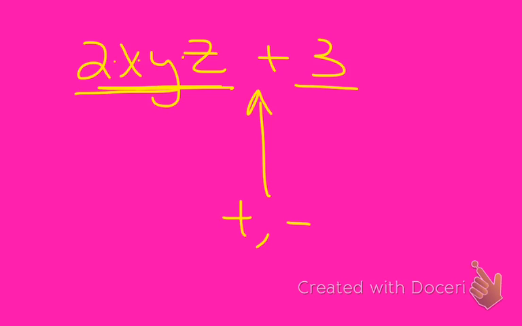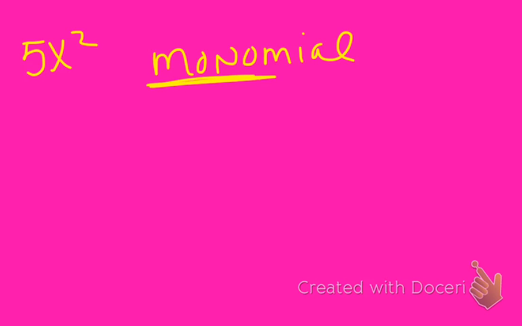And so there are lots of different names. We name these based on how many terms they have. So something that has one term, like 5x squared, is called a monomial. The word mono means one.